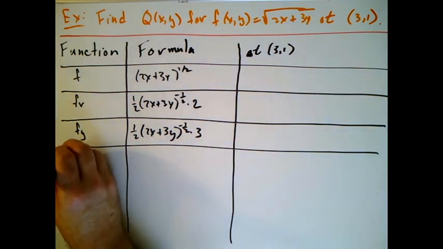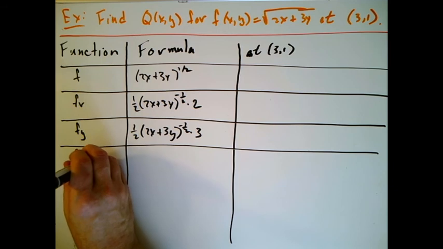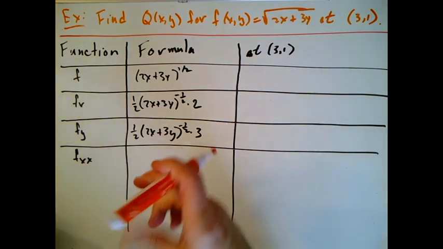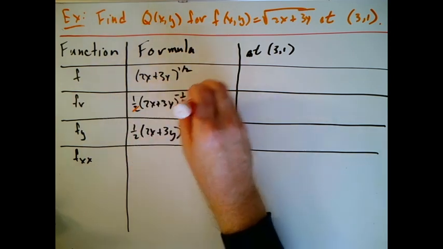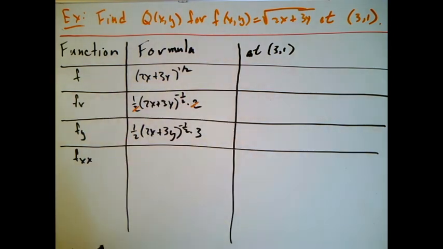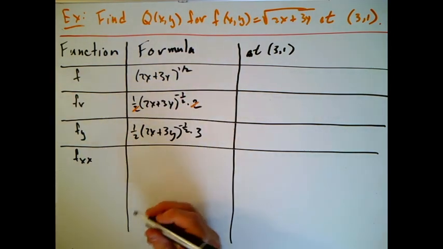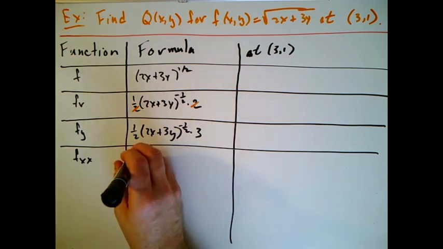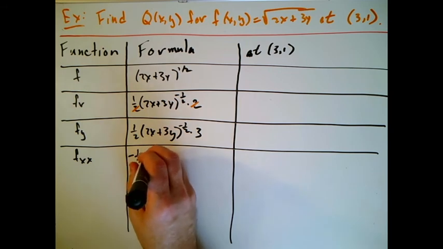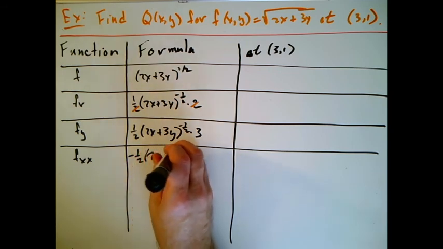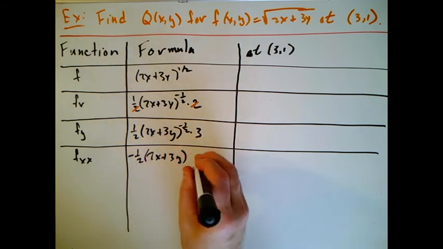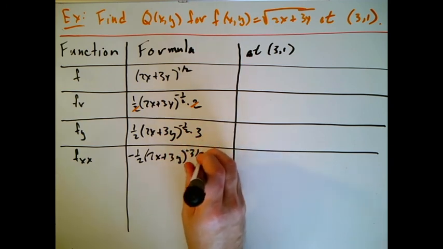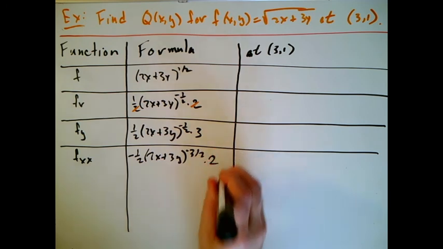I need fxx. One thing I do want to notice at the moment is those 2's cancel. So when I take the derivative, I don't have to worry about those. So I just want to take the derivative of blob to the minus 1/2. So that's going to be minus 1/2 times the blob, 2x plus 3y, to the minus 3/2, times the derivative of what's inside, which is just going to be 2.